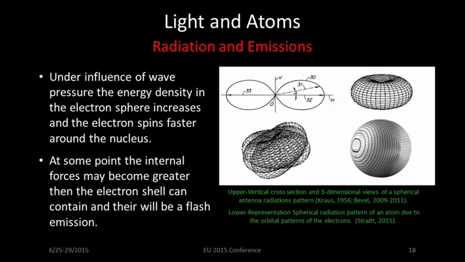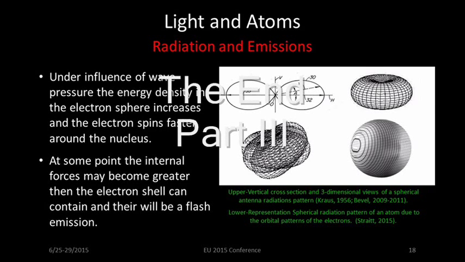At some point, if the excitation of the atom continues to increase, the internal pressures will overcome the electron's ability to contain the pressure and a flash emission will occur. If the excitation is reduced and the external pressure is diminished, the atom will begin to shed the excess energy particles, reduce internal pressure, and return to its normal state.